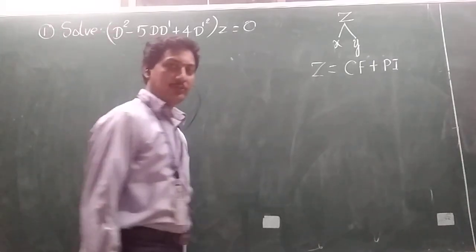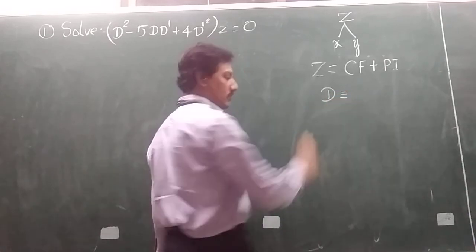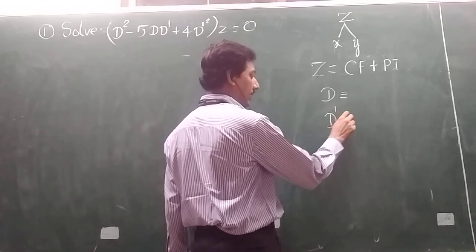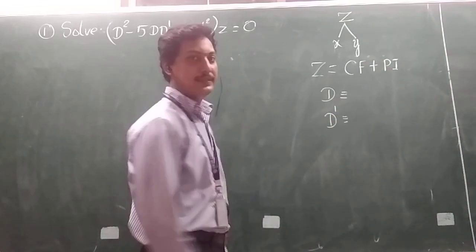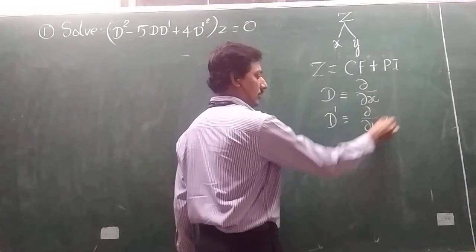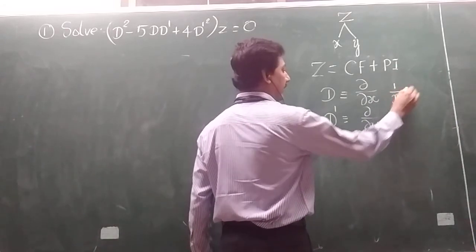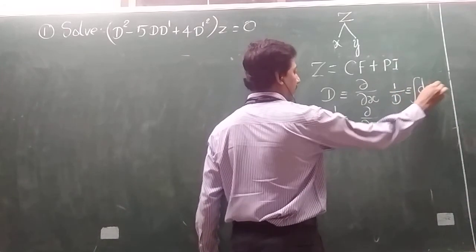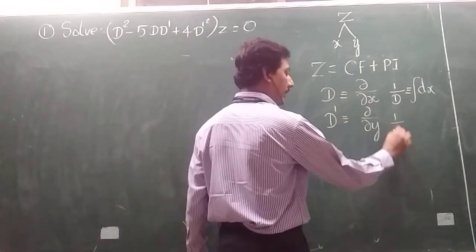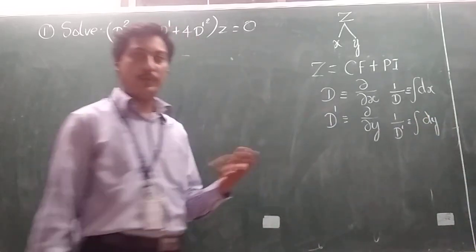Before going to that, I would like to recollect that in these homogeneous second order partial differential equations, there are two operators, one is D, another one is D dash. D represents dou by dou x, D dash represents dou by dou y. Got it? In the same way, what is the reverse? 1 by D stands for the inverse of the differentiation, which is the integration. Got it? Similarly, 1 by D dash stands for integrating with respect to y. So please keep this in your mind.